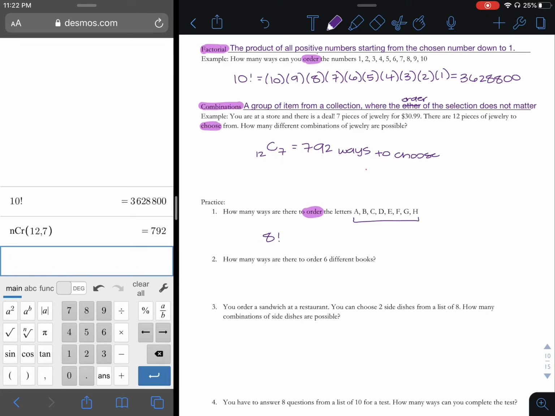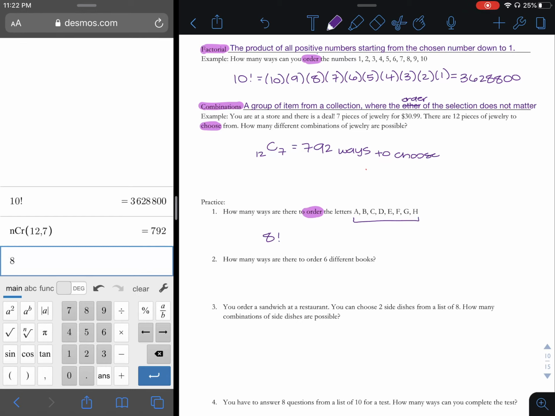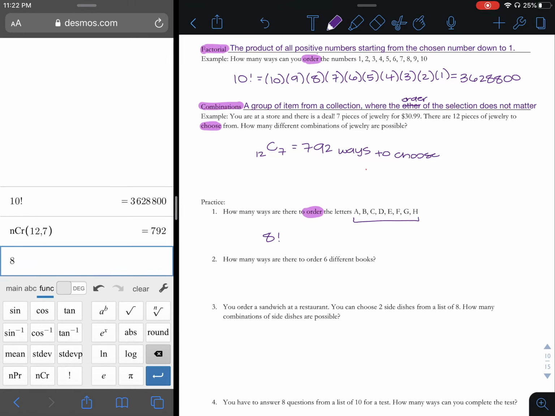So again, in my calculator, I'm going to go to my function button. I'm going to plug in my 8 first. Go to my function button, click that factorial symbol or that exclamation point, press enter, and then I have 40,320. So 40,320 ways to order my letters.